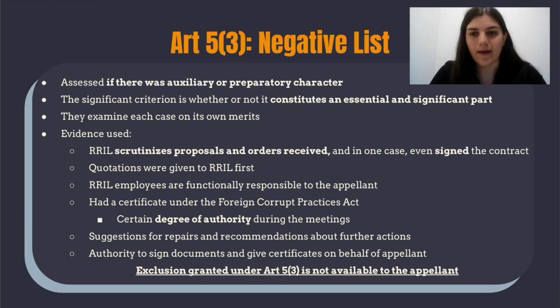Now, at the same time, the subsidiary had a certificate under the Foreign Corrupt Practices Act. This certificate would not be given to an enterprise that only had auxiliary or preparatory character, and in meetings, they had a certain degree of authority as well. Furthermore, the employees also made suggestions for repairs and recommendations about further actions, and therefore the court concluded that the exclusion granted under Article 5, Paragraph 3 is not available to the appellant.